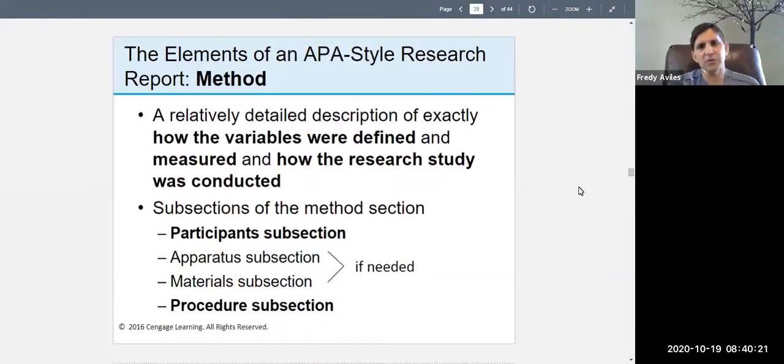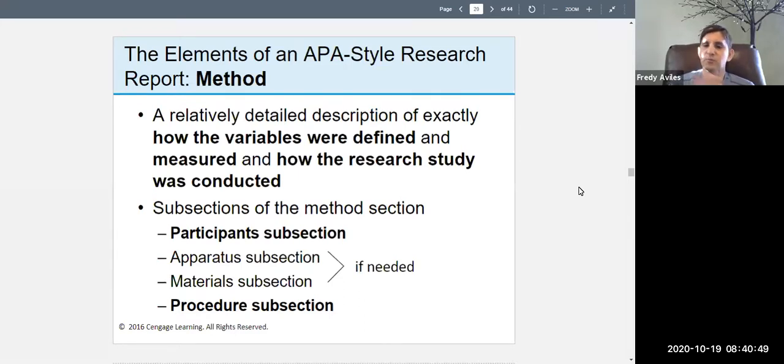The method of your paper. You probably don't have that much experience writing a method section. This is probably the first time you've done research, but this is what you put in a method section, okay? It's a relatively detailed description of exactly how the variables were defined and measured, and how the research study was conducted. There are several subsections for your method section, okay?